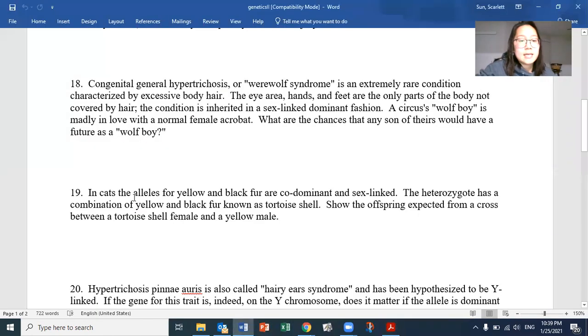For number 19, in cats, the alleles for yellow and black fur are codominant and sex-linked. The heterozygote has a combination of yellow and black fur known as tortoiseshell. Show the offspring expected from a cross between a tortoiseshell female and a yellow male.